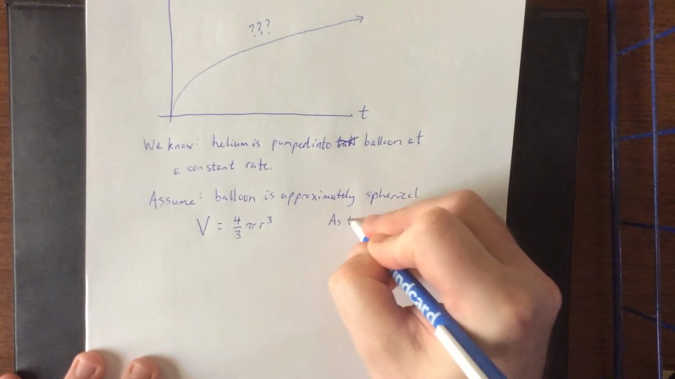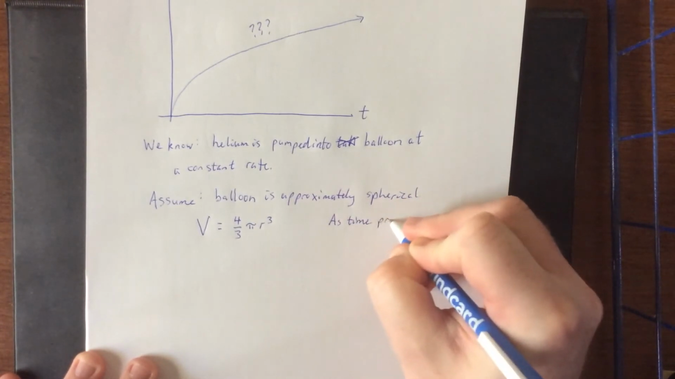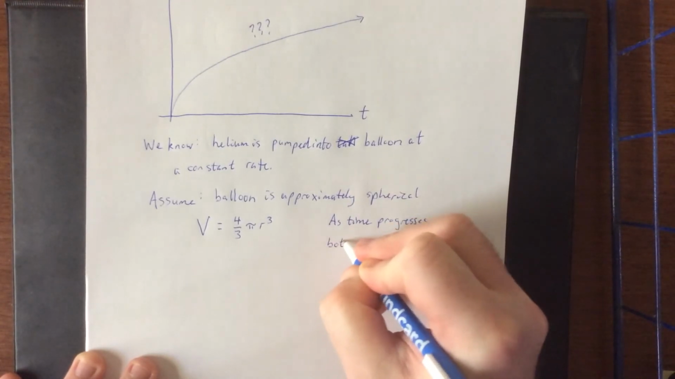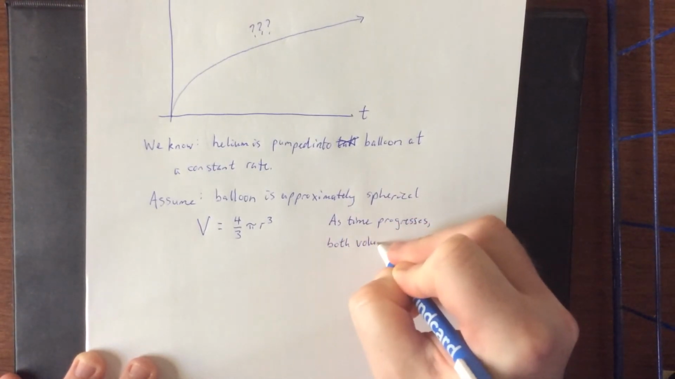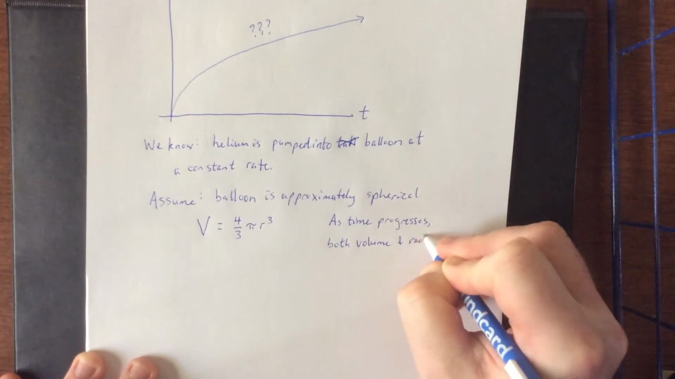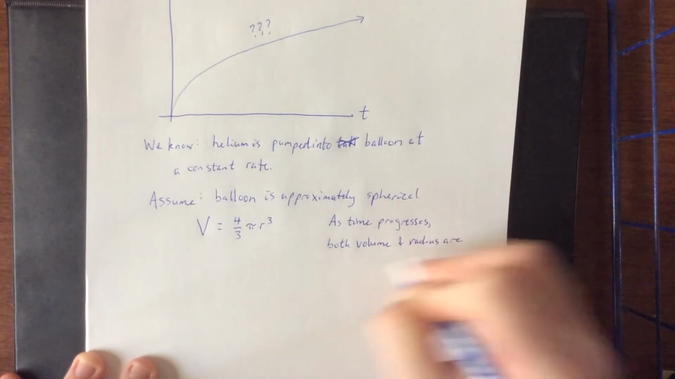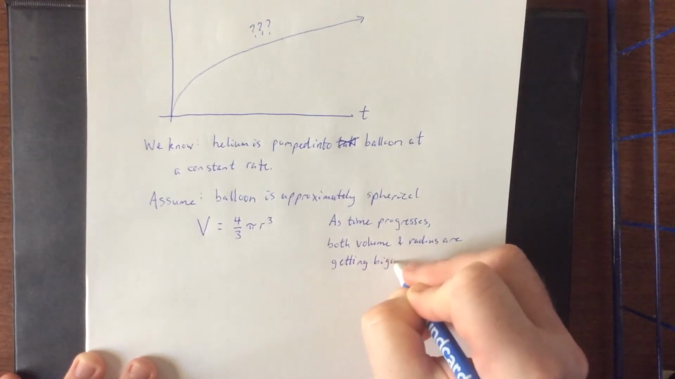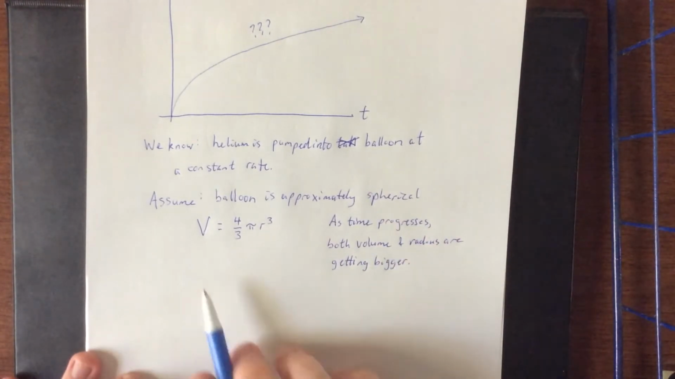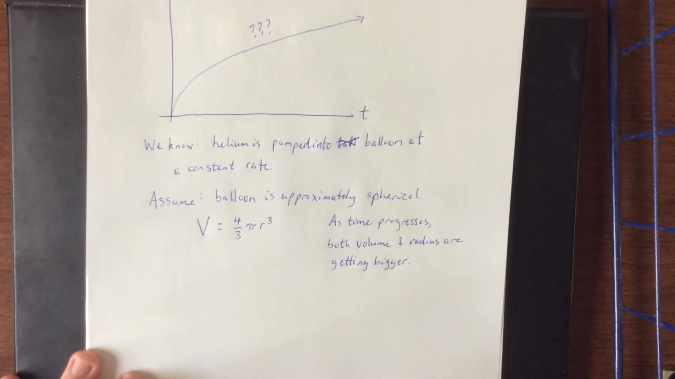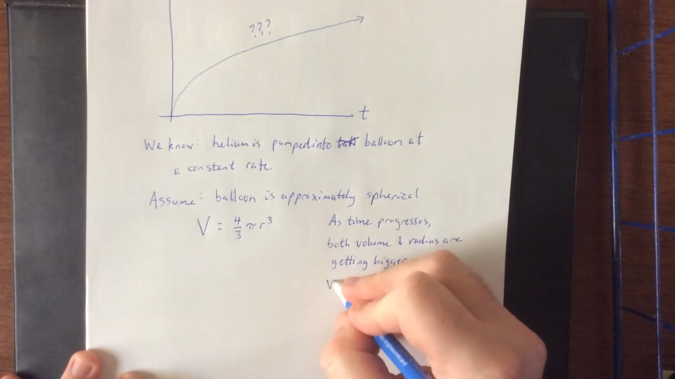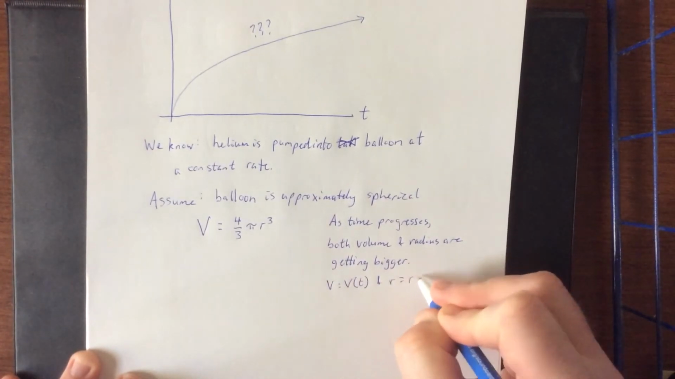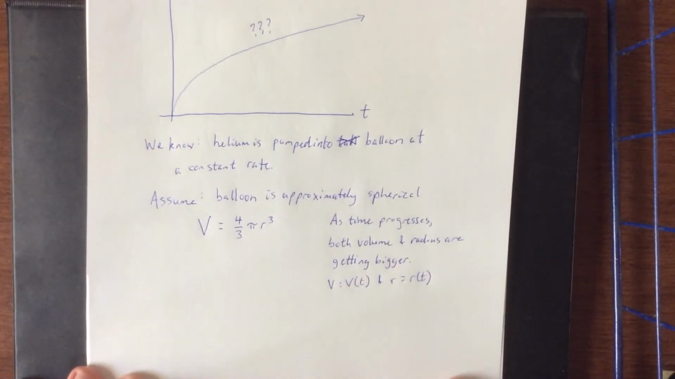So as time progresses, both the volume and radius are getting bigger. Now, when something changes over the course of time, that means technically they could be interpreted as being functions of time. So volume is actually a function of time, and r is actually a function of time as well.